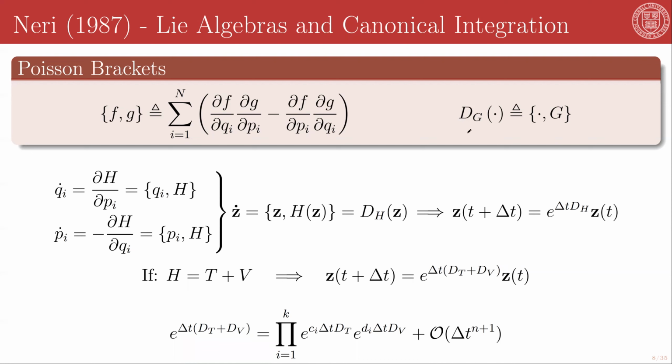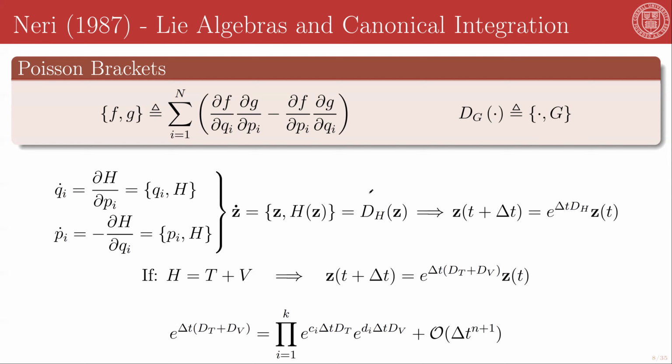As a notational convenience, we will define this operator d sub g of some argument as the Poisson bracket of the argument with g. If we return to Hamilton's equations, q sub I dot is equal to the partial of h in p sub I. This is exactly the Poisson bracket of qi with h. And p sub I dot is equal to negative the partial of h in qi, which is exactly equal to the Poisson bracket of pi with h. So from this, Hamilton's equations can be written in this ultra-compact form of z dot equaling the Poisson bracket of z with h of z, where z is our state composed of q's and p's as usual. Using our new operator notation, we can also write this as d sub h of z.